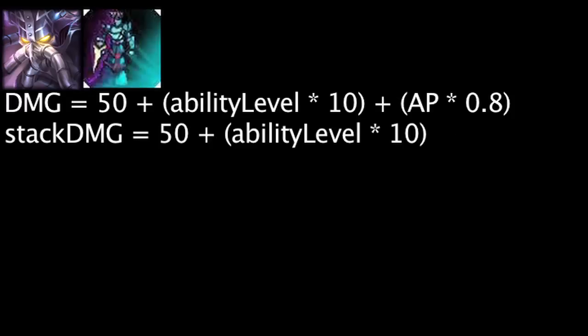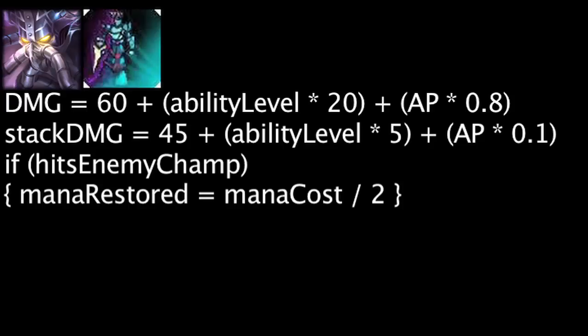The base magic damage on Kassadin's ultimate ability, Riftwalk, has been increased by 10, and the magic damage per level has also been increased by 10. Each additional ability cast within 8 seconds will deal additional damage equal to 45, plus the ability's current level times 5, plus Kassadin's ability power times 0.1, stacking up to 10 times. Half the mana cost of Riftwalk will also be refunded if it damages an enemy champion.